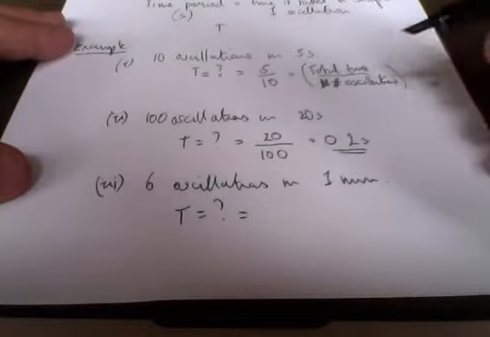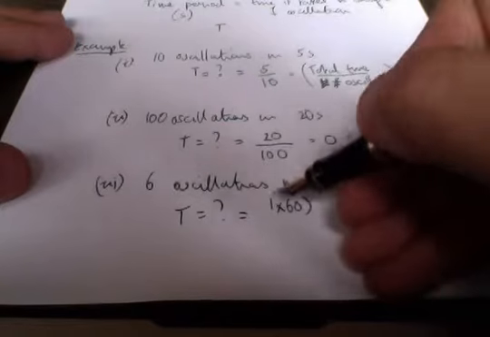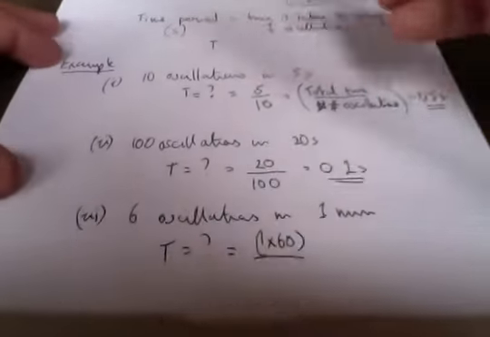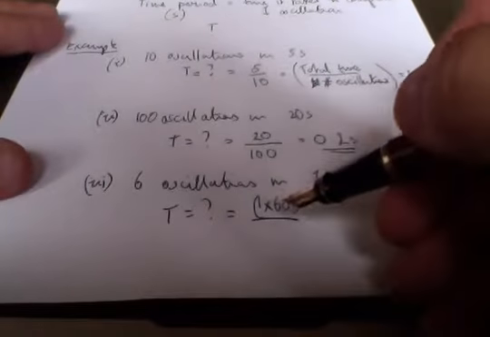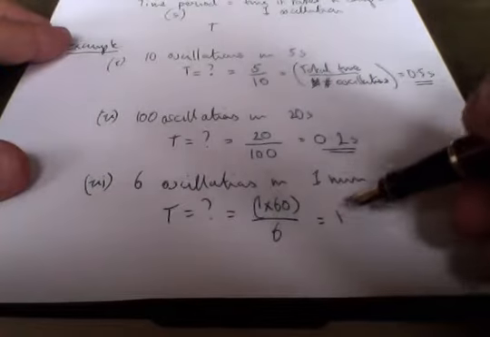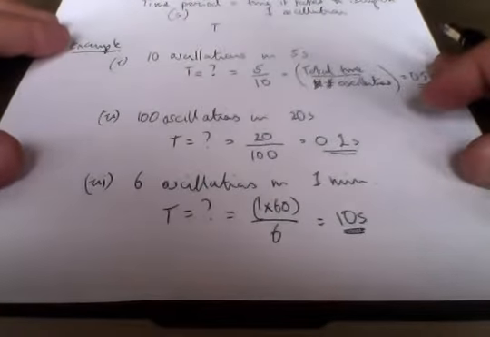Okay, once again, the total time is 1 minute, but of course 1 minute we need to convert into seconds because time period is always measured in seconds. And then we need to divide by the number of oscillations, which is 6. And that brings us out with 10 seconds is the time period.